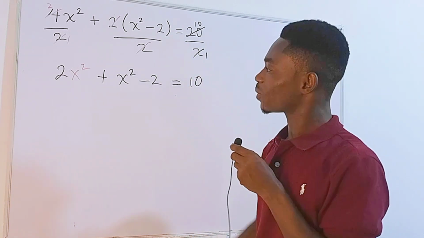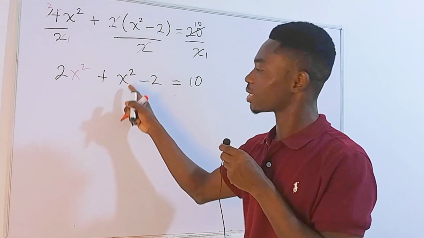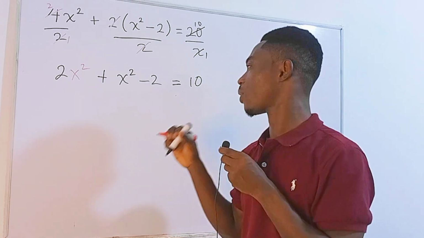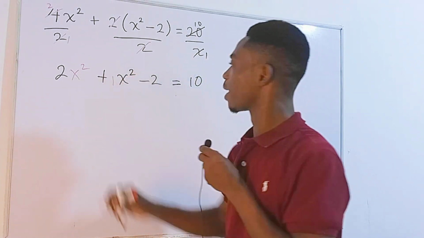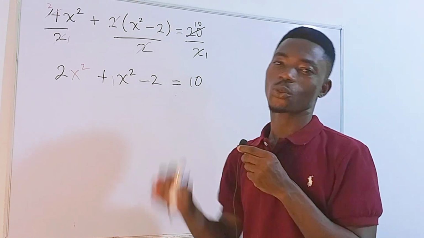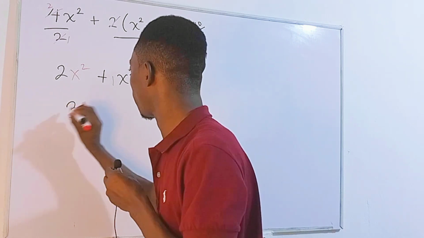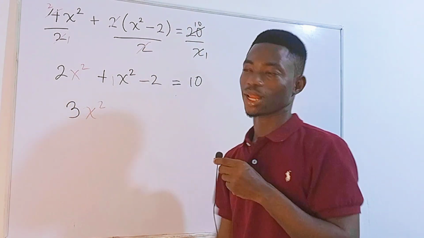Now check this out. We have 2x to the second power, x to the second power. In fact, these two terms are like terms. If that happens, we can combine them. But don't forget, this x to the second power right here has a coefficient of 1. And now we have 1 plus 2, which will give us 3. Then we attach the x to the second power to it, as simple as that.